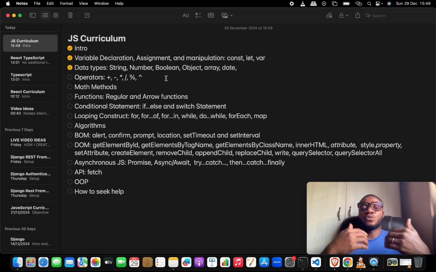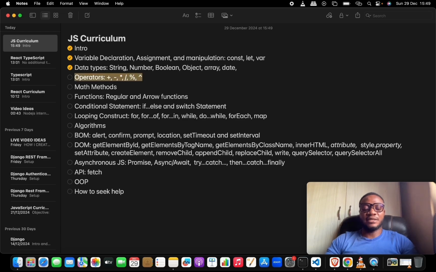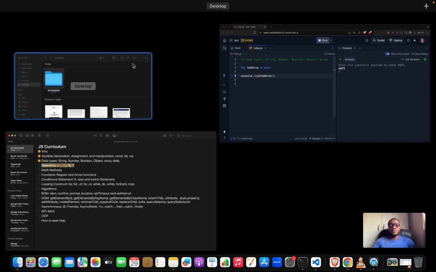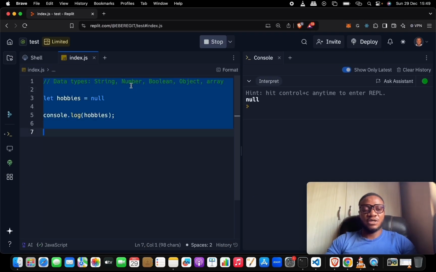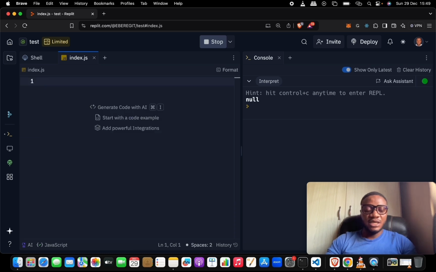Now I want to move on to what we call operators. Operators are what's used in mathematics generally: addition, subtraction, multiplication. We have the caret, which is like a square root, like that. So let's get rid of all of this. And I'm trying to remember this last one.